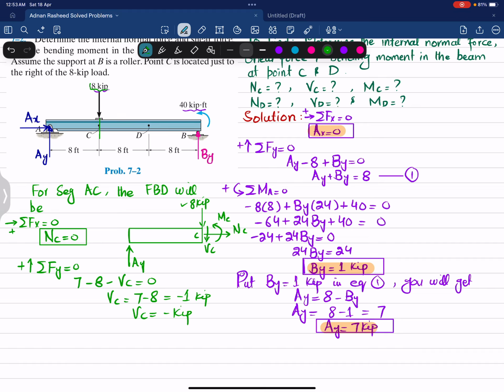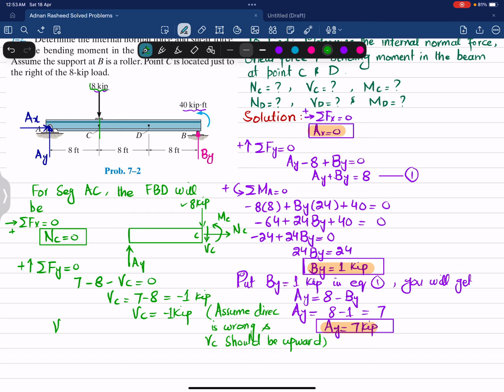Now this VC is negative, so the assumed direction is wrong. I will write it: assumed direction is wrong, and VC should be upward.